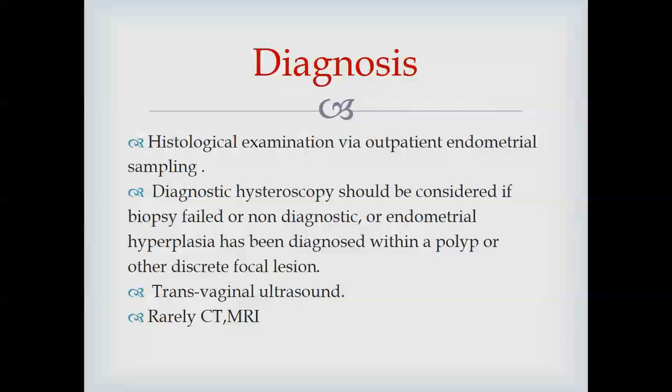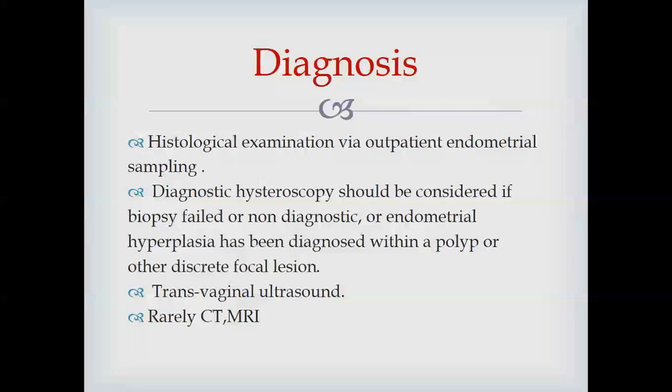This outpatient endometrial sampling is done through a tool called a pipelle. This pipelle is introduced into the uterus, and then you can take a biopsy simply without any anesthesia. But this sample may be inadequate, and if the patient has continual bleeding and did not improve, or the sampling shows no abnormality by histopathological examination, you need to do a hysteroscopic examination.